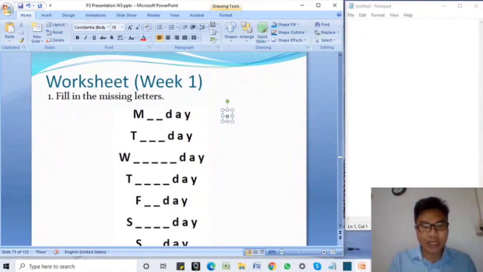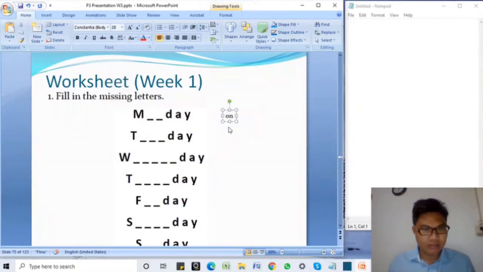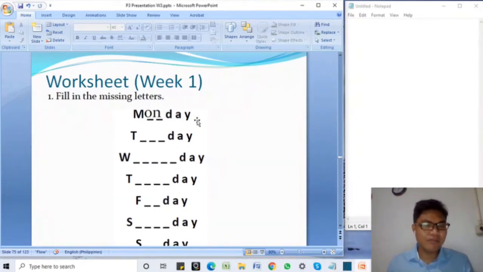So what you're going to do is you have to fill it in. You have to put what the missing letters are. Just gonna make this bigger. The missing letters are O and N. So you have to fill it in just to make sure they are complete words. Okay? So you have to answer this until this one. That is your homework.